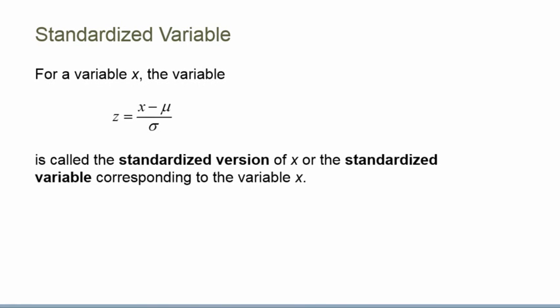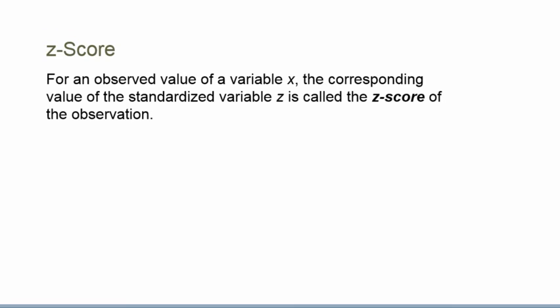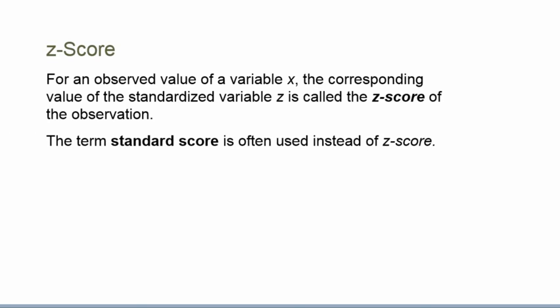Standardized variable. For a variable x, the variable z equals x minus the mean divided by the standard deviation, and is called the standardized version of x, or the standardized variable corresponding to the variable x. Z-score. For an observed value of a variable x, the corresponding value of the standardized variable z is called the z-score of the observation. The term standard score is often used instead of z-score.